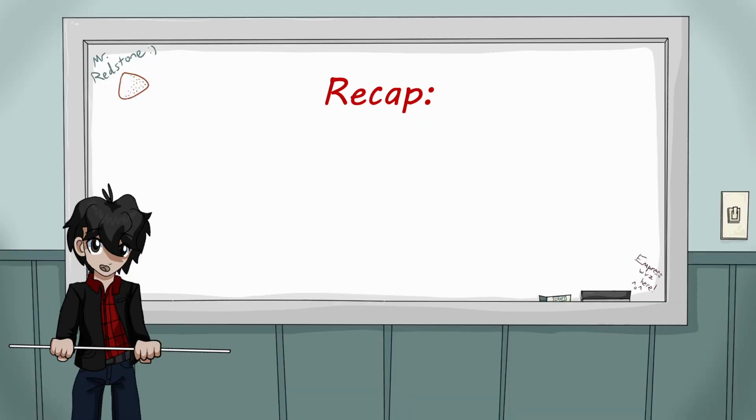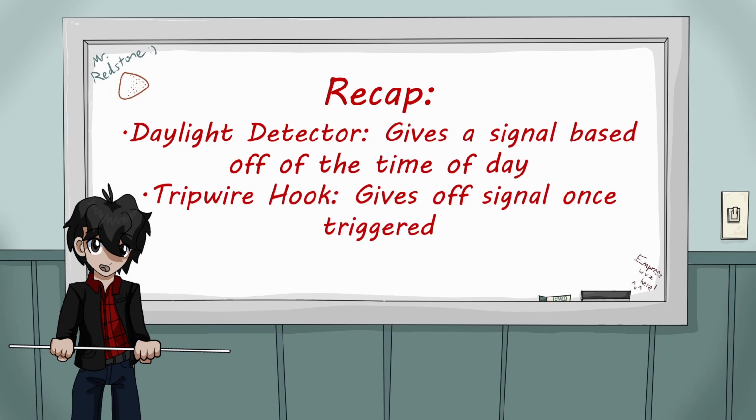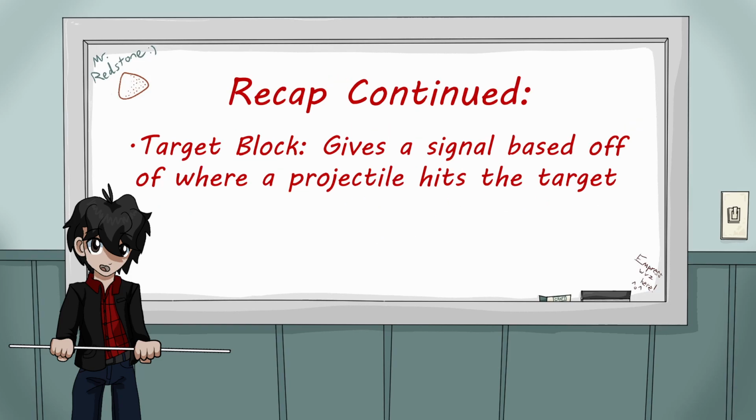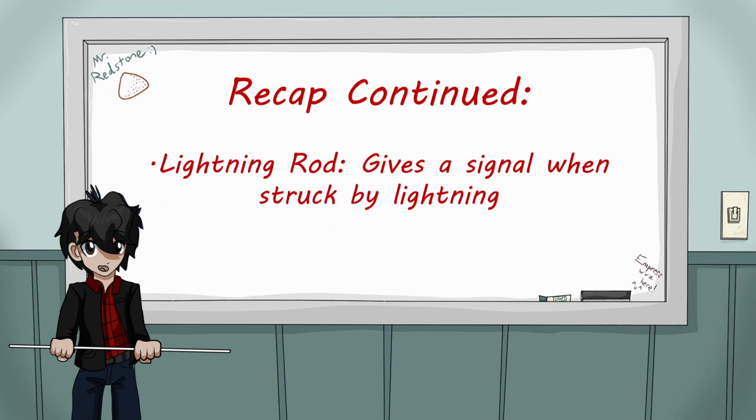That's basically all I have for this section, so a quick recap on that. The daylight detector, it sends out a redstone signal based on what time of day it is. The tripwire hook, it sends out a signal once the tripwire is stepped on. The target block, it sends out a signal that is based off of where you hit the target block with a projectile. The lectern, it sends out a redstone signal somehow with a book and quill. And then the lightning rod, it sends out a signal when it gets struck by lightning.